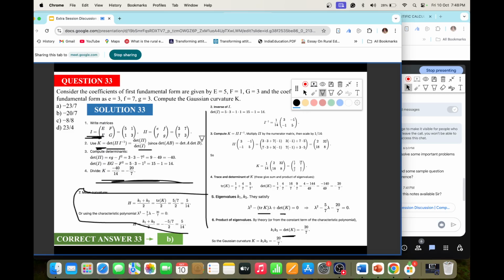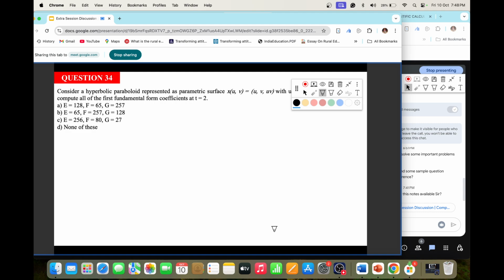Okay, so it is your choice how you will calculate. If you have to calculate just one thing, that is either Gaussian curvature or mean curvature, then go through the short method, otherwise please go through the long method. So that is regarding question 33.